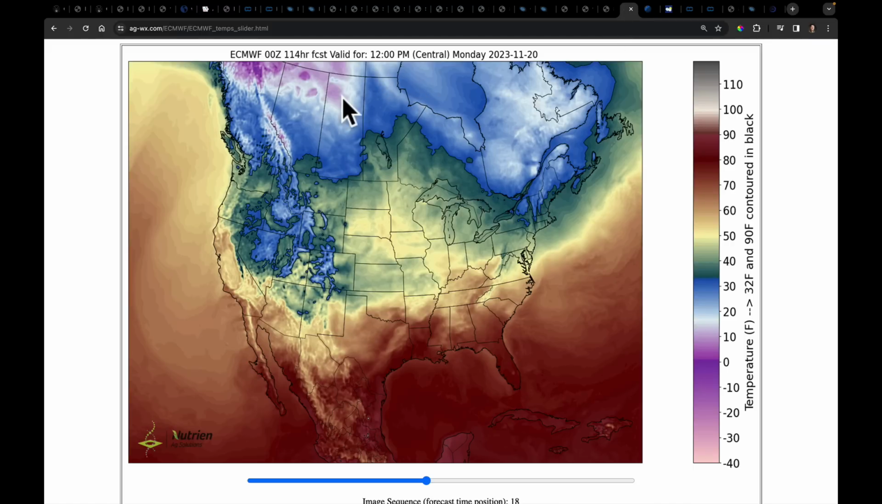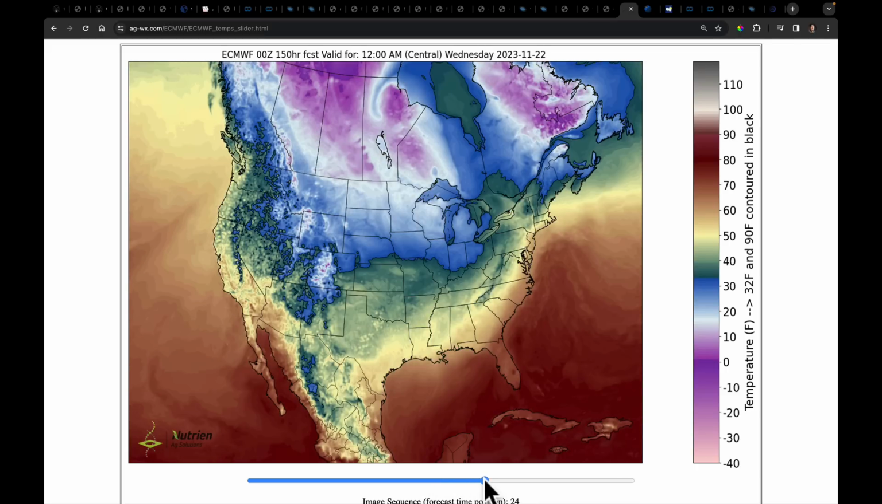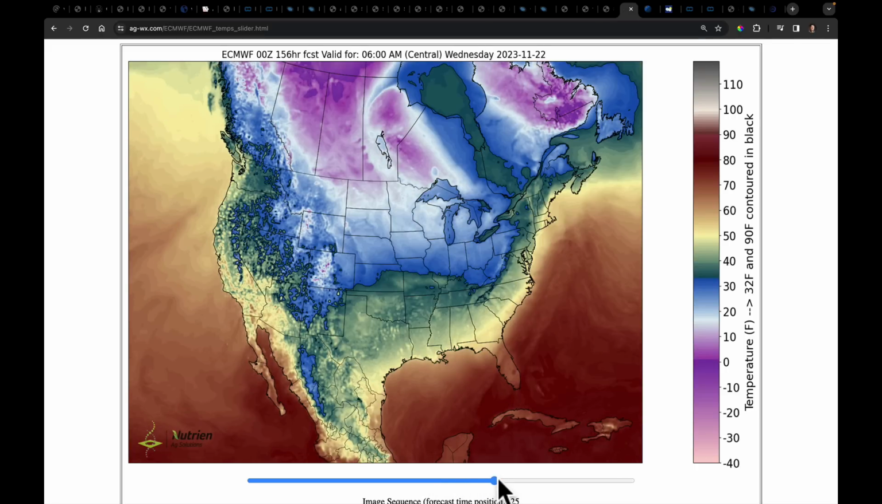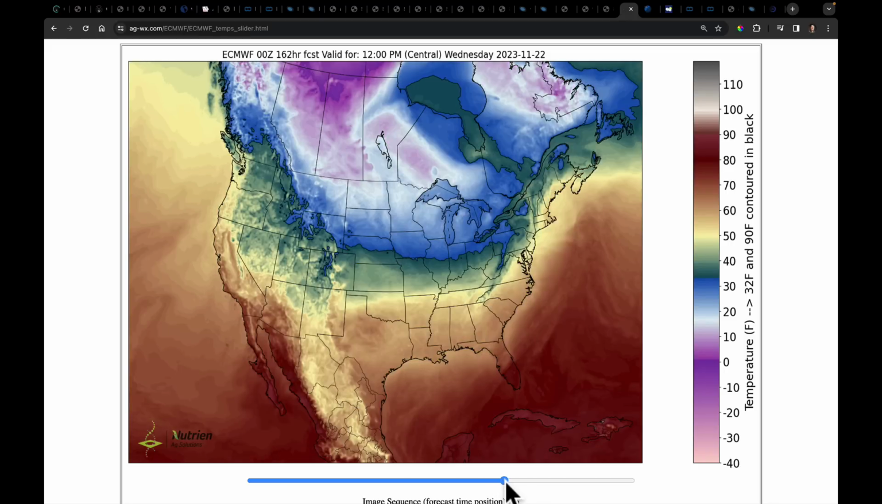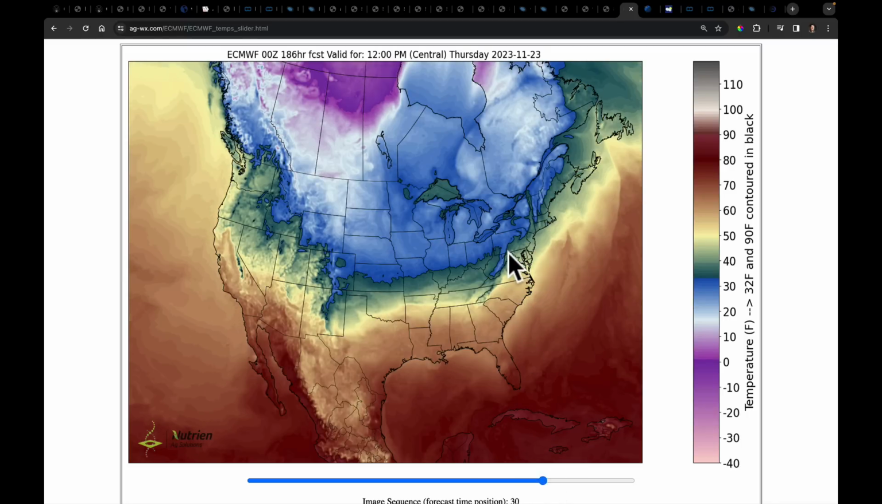Now, if you're curious, I want to show you the operational run from the European. 12 p.m. on Mondays when we're going to start this and watch the cold air advance by Tuesday morning. By Wednesday morning, that's 6 a.m. So look at that. That's your freeze line on Wednesday morning. And then if you're curious about your Thanksgiving Day temperatures at 6 a.m., you can see the freeze line in my map here, and that would be noon. So pretty chilly day for a lot of us here in the country.